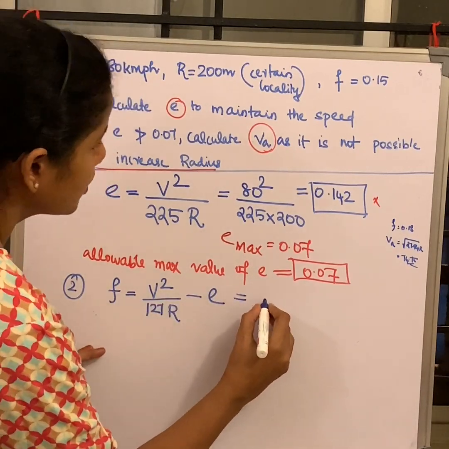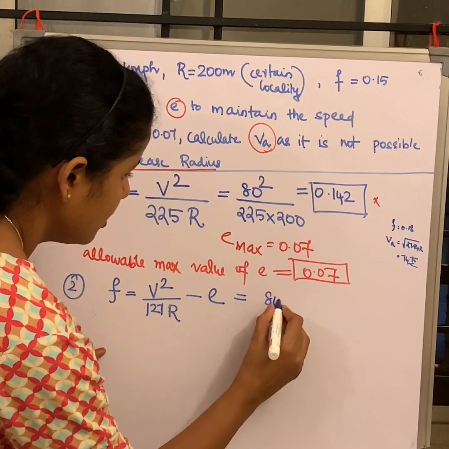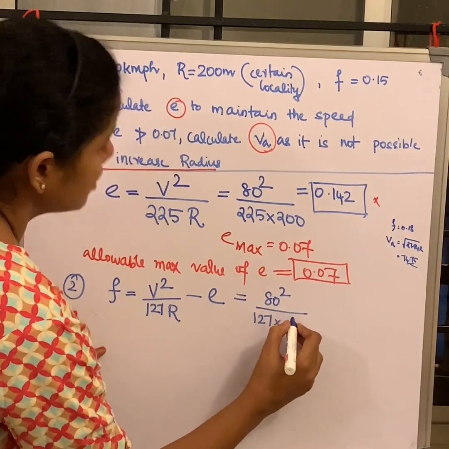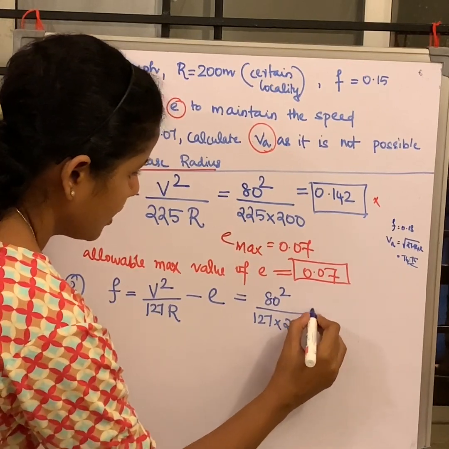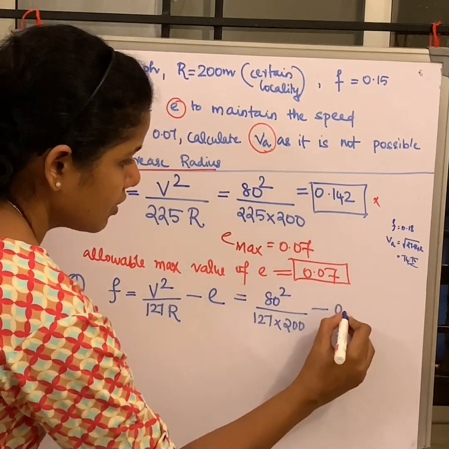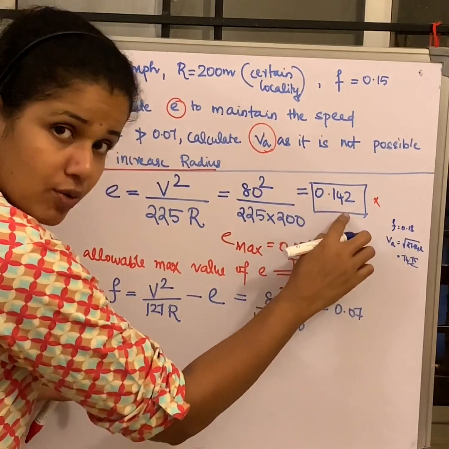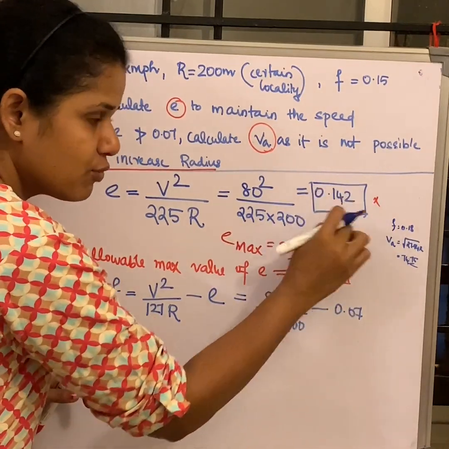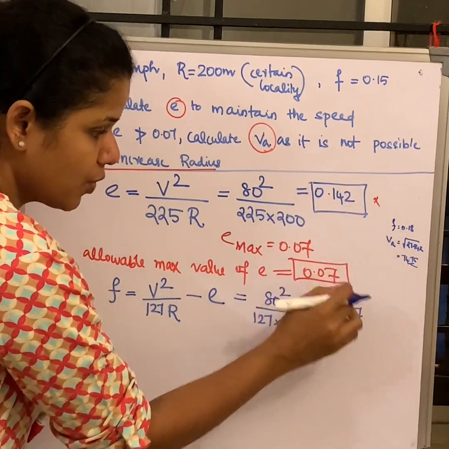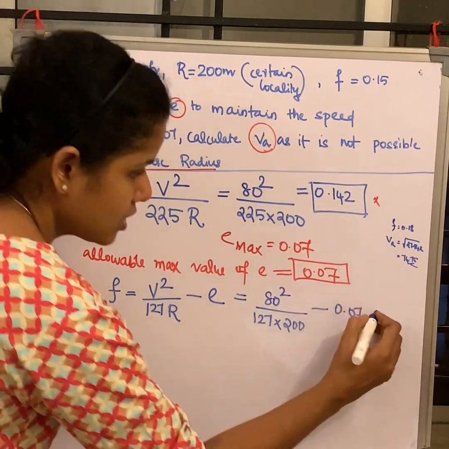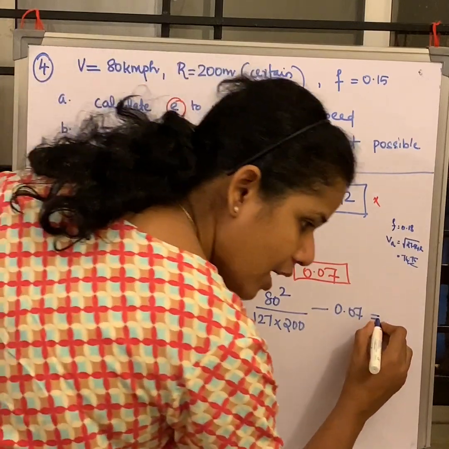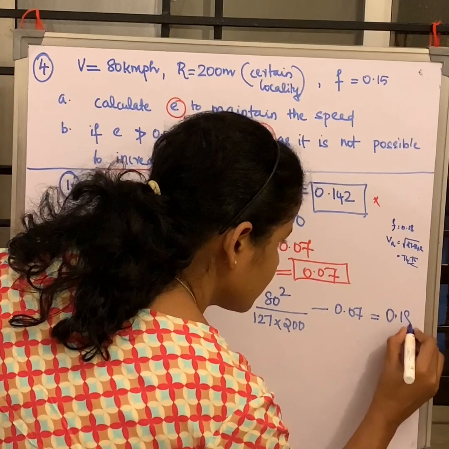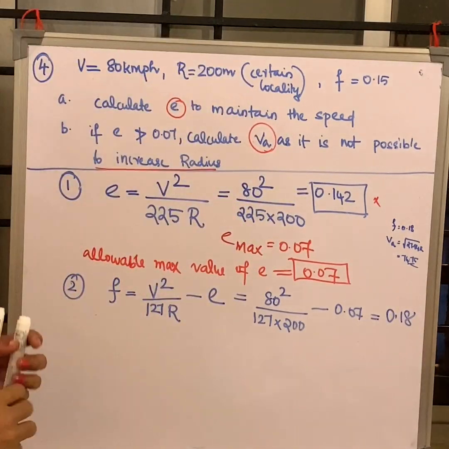So how much is V square? Let's substitute. V is 80 square divided by 127 into R is 200, minus 0.07. Please don't substitute 0.14 because we limited. There is no significance of this value now. This is limited to 0.07. So minus 0.07. This will give you an answer of 0.18. So what is the meaning?